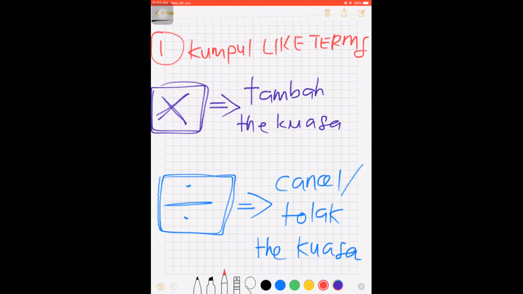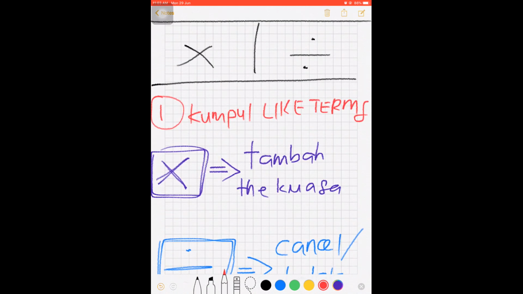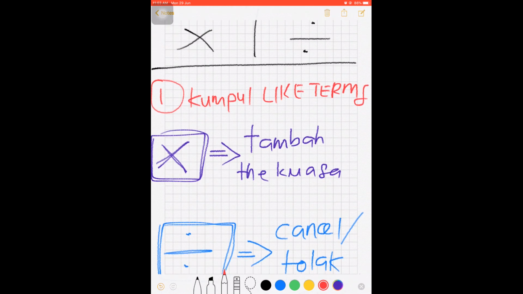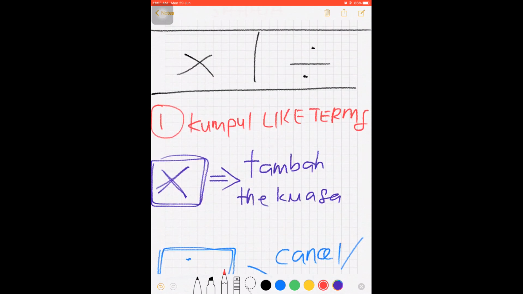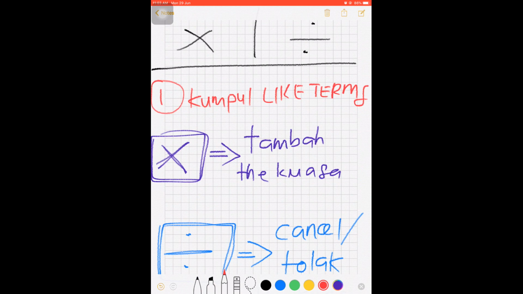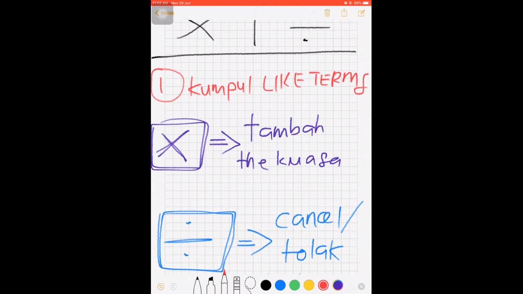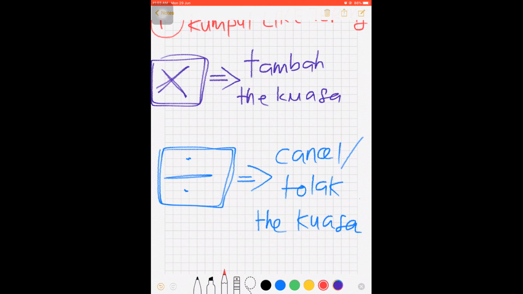Okay? And then, the difference for these two is, for multiplication, you akan tambah the kuasa. So, kalau it's X kuasa 2 darab X kuasa 3, you akan tambah the kuasa. So, X kuasa 2 darab X kuasa 3, so kuasa tambah. 2 tambah 3, so dia jadi X kuasa 5. Okay, so you tambah the kuasa. You buka layout, so you kira 1, 2, 3, 4, 5, so jadi X kuasa 5.